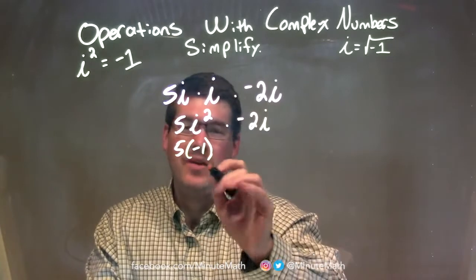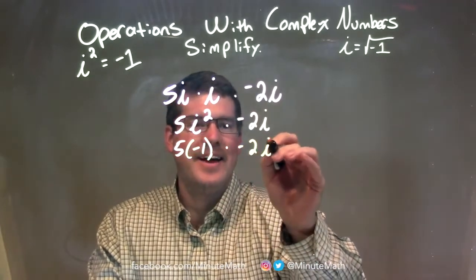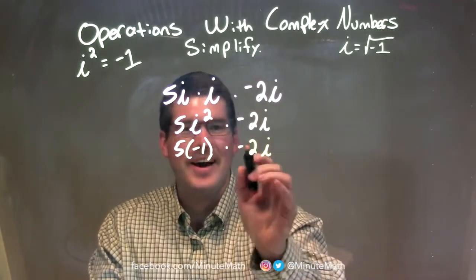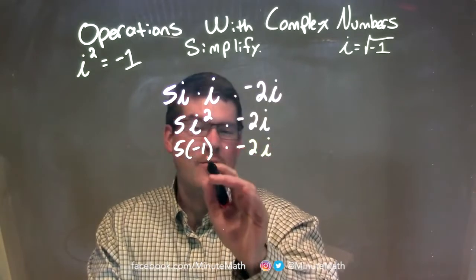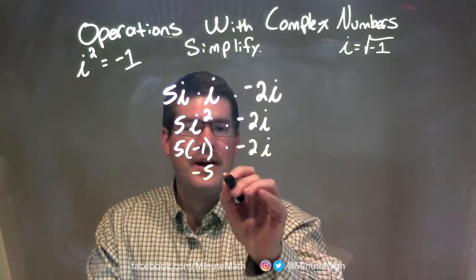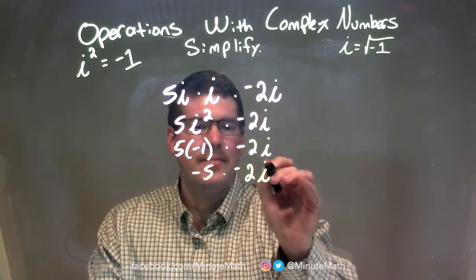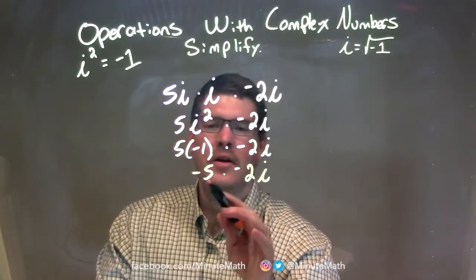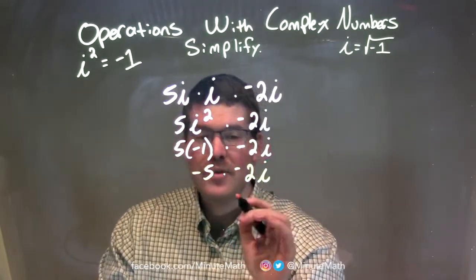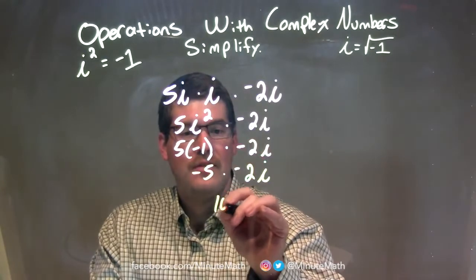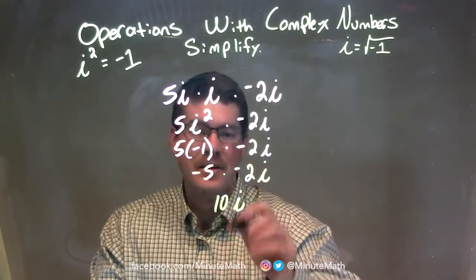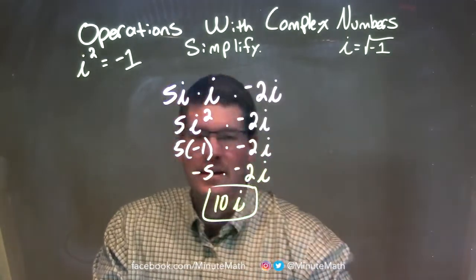Let's bring that again, multiply by negative 2i, almost forgot it again. 5 times negative 1 is a negative 5. So we have negative 5 times a negative 2i. Now we multiply these together. Negative 5 times a negative 2 is a positive 10. So we have positive 10i right here. And so our final answer again is just 10i.